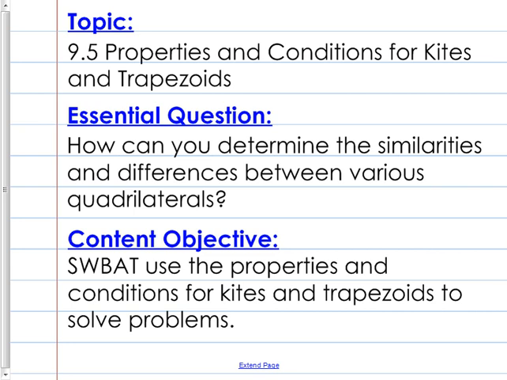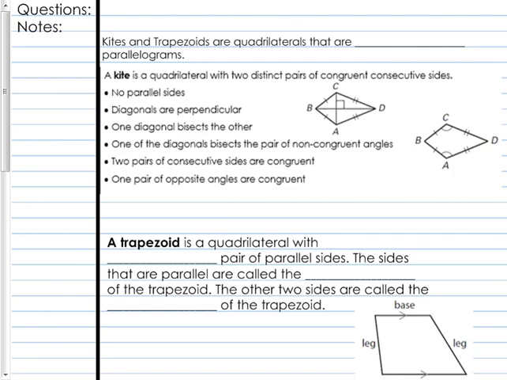Welcome back, Wolfpack, and thank you for joining me for today's lesson, which is the properties and conditions for kites and trapezoids. The content objective for today's lesson is that you will be able to use the properties and conditions for kites and trapezoids to solve problems. Let's get started right away.